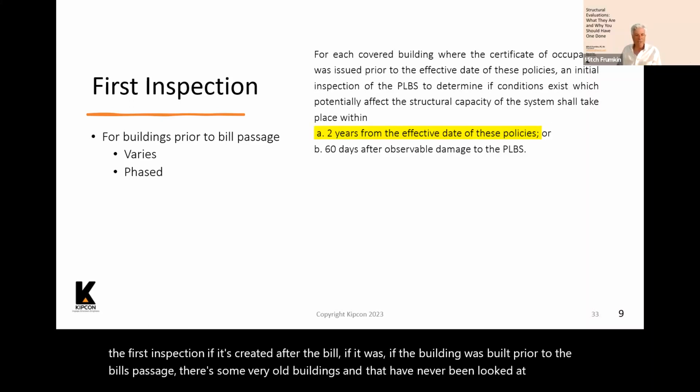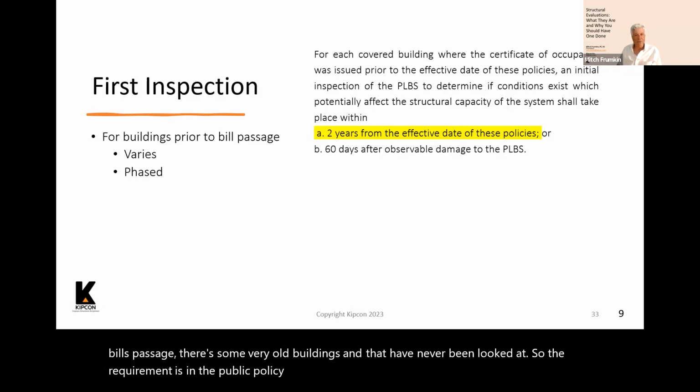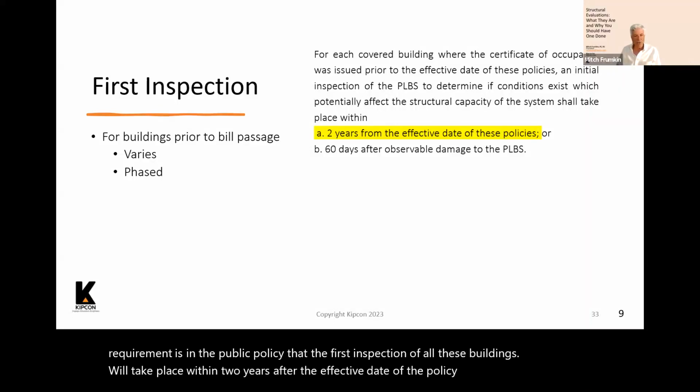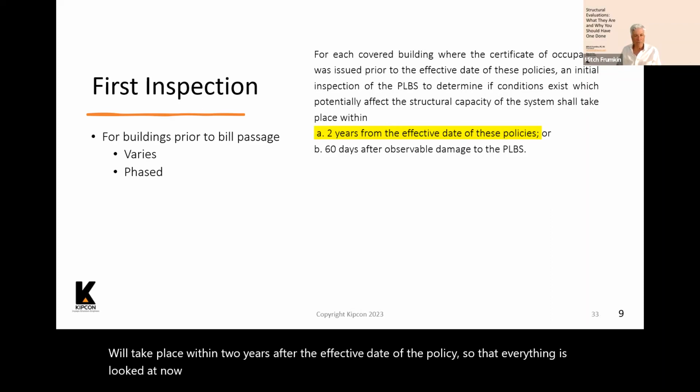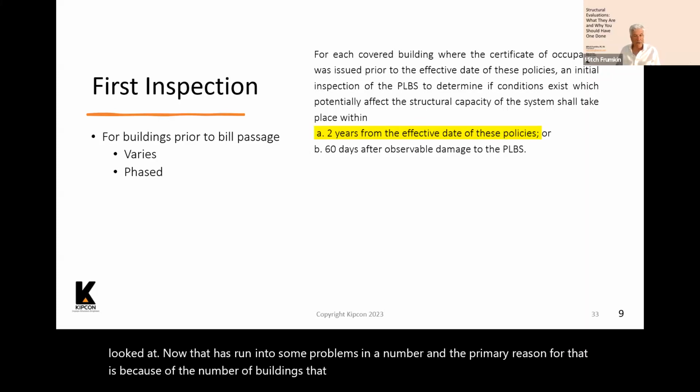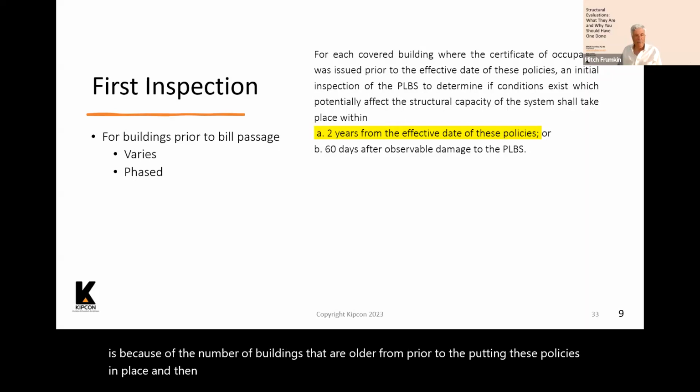So the requirement in the public policy is that the first inspection of all these buildings would take place within 2 years after the effective date of the policy, so that everything is looked at. Now that has run into some problems in the number, and the primary reason is the number of buildings that are older, from prior to these policies being put in place, and the number of engineers available to do the inspections.